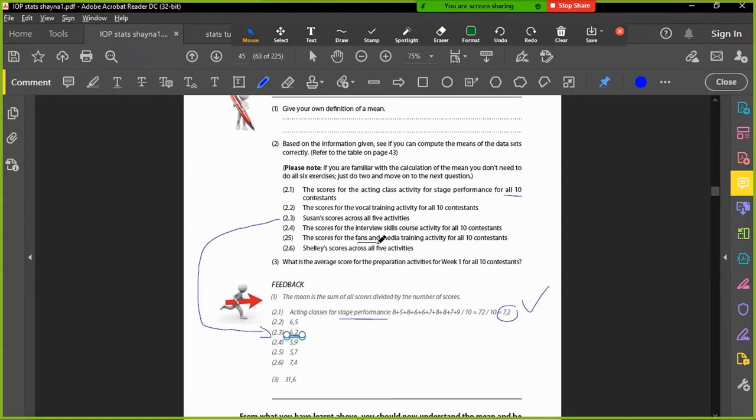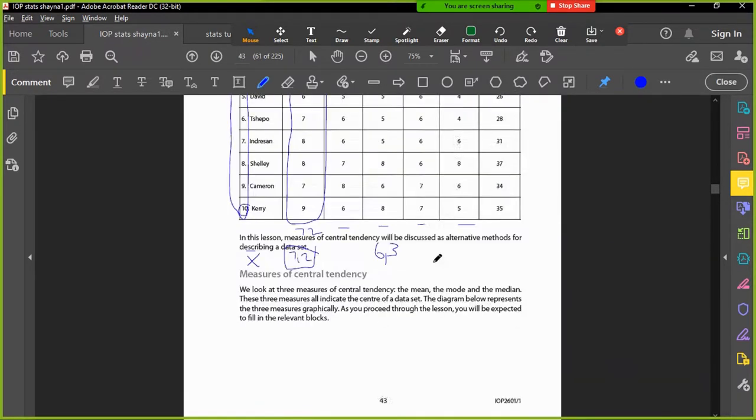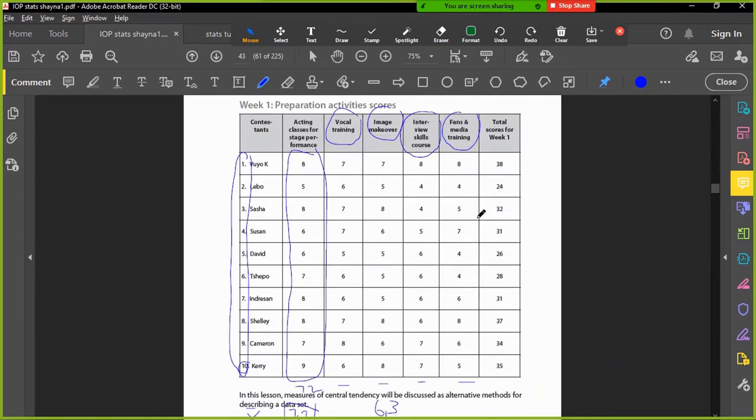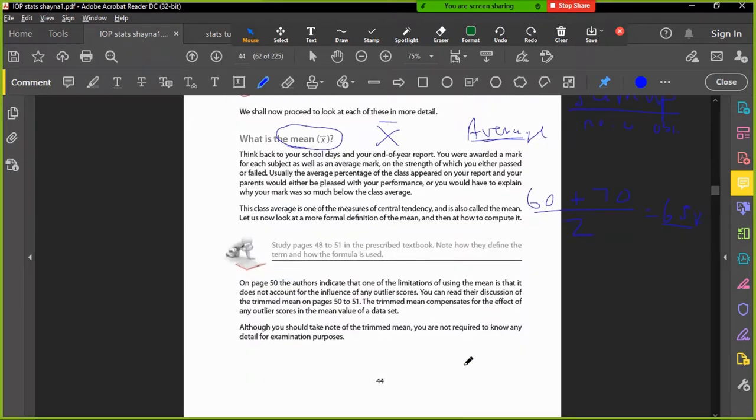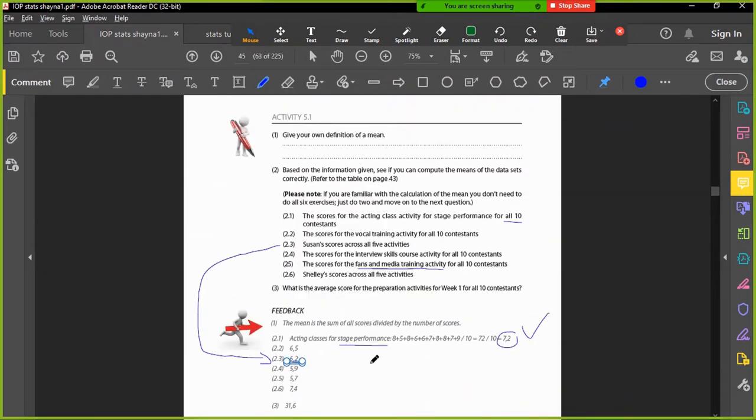Okay, here, fans and media training. Let's do that one. Fans and media training. The average, the mean. Plus. It's 6. Did you get 6? Yes, 6. No, I got 5.7.